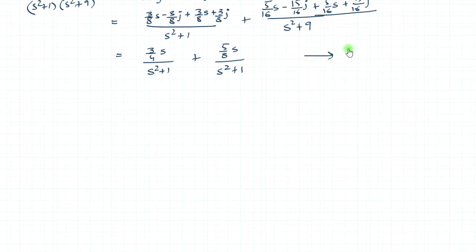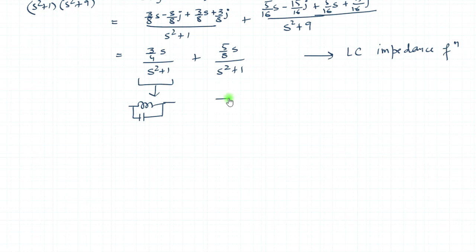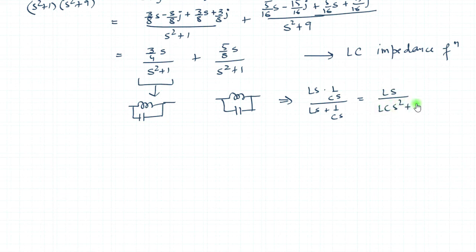Now we already know that the given network function is an LC admittance function or impedance function. That means this must be the network function of a parallel combination of L and C. Similarly, this should be the parallel combination of L and C. Now their general network function will be Ls into 1 by Cs whole divided by Ls plus 1 by Cs, that is the parallel combination of Ls and Cs, and solving I will get Ls divided by LCs square plus 1. Now comparing this network function with this, I will get LC equal to 1 and L equal to 3 by 4.